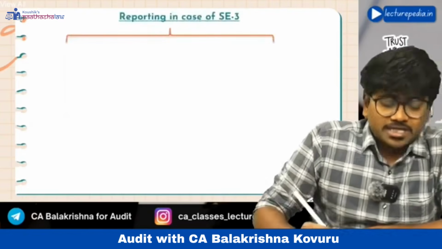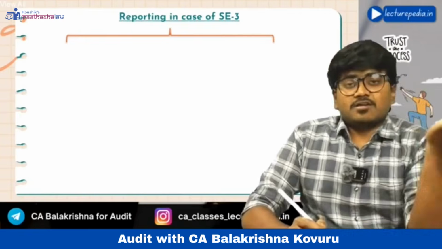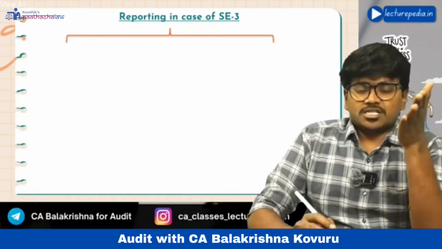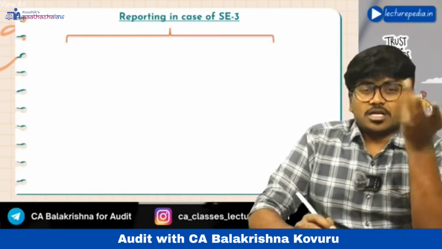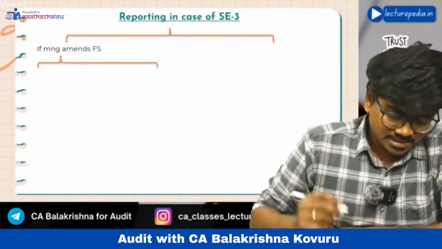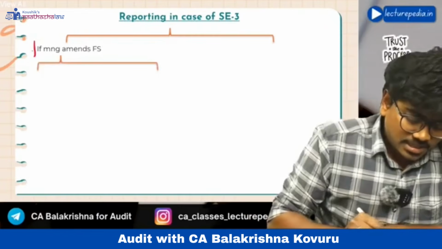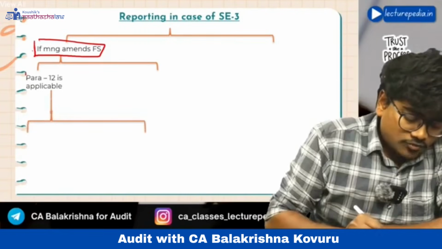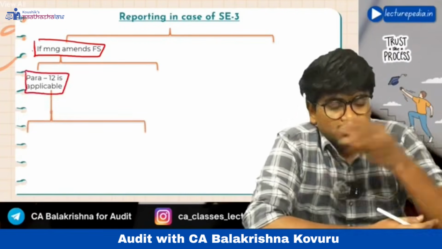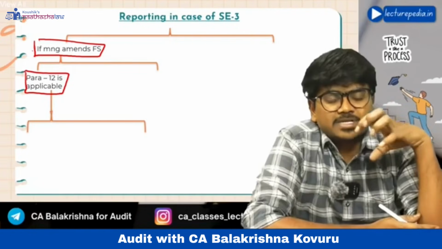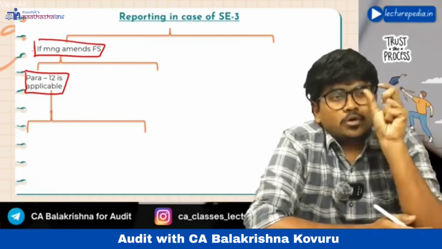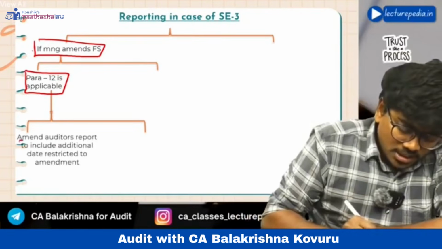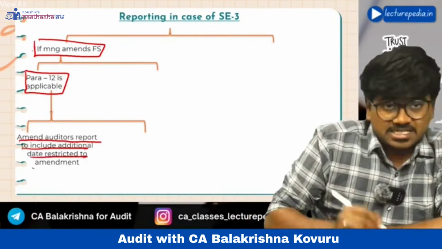Next, reporting in case of subsequent event 3, that is, facts which become known to the auditor after the financial statements or after the audit report has been issued. In such a situation, if management agrees to amend the financial statements and paragraph 12 is applicable, which we have just discussed, meaning management has restricted the amendment only to that particular fact, the auditor can amend the auditor's report to include an additional date restricted to that amendment.